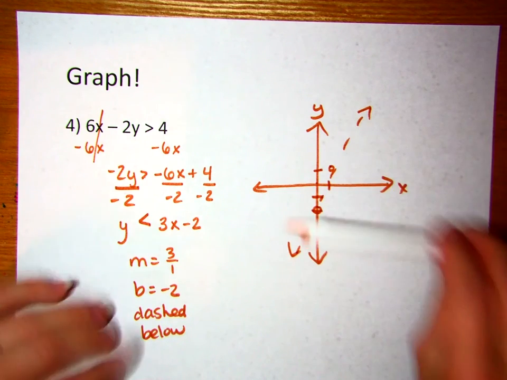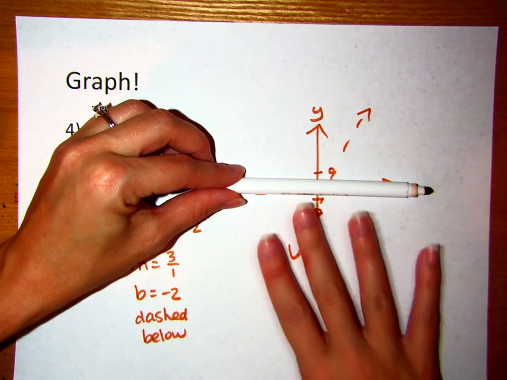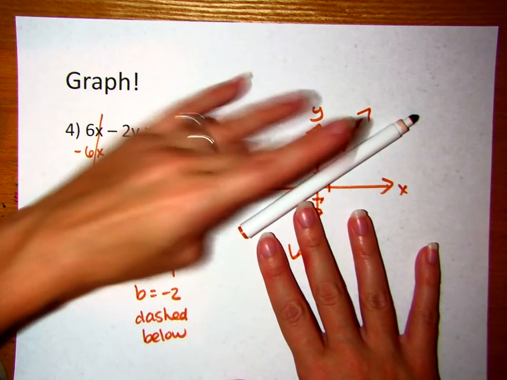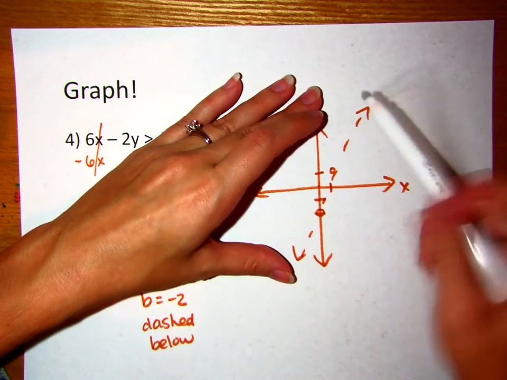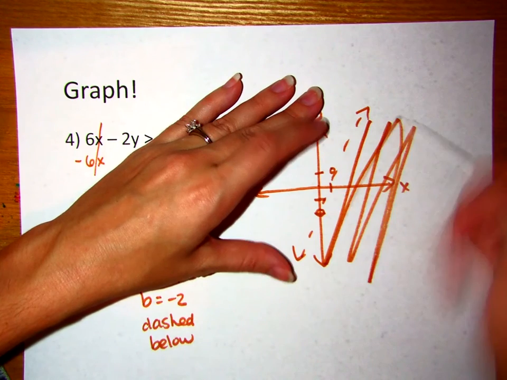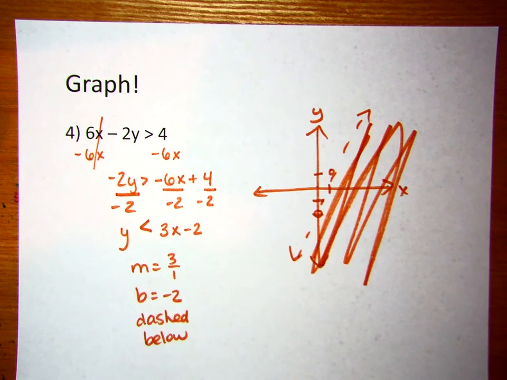This one's a little harder to see where below is, so let's do this here. If we put our hands here and say we're going to shade this way, notice that we're being pushed here. This is where we're going to be shading. This is below the line, so anything here would be a solution. This time (0, 0) would not be a solution to this particular inequality because it's not in the shaded region.